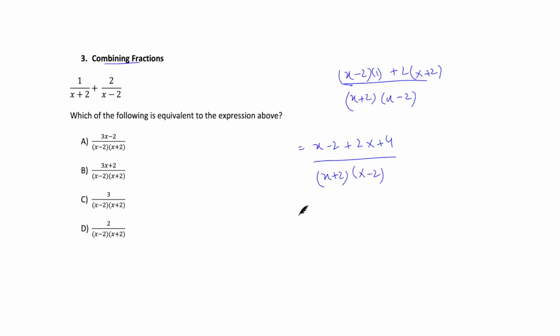So we are left with x minus 2 plus x plus 2x is basically 3x, and minus 2 plus 4 is plus 2, over x plus 2 and x minus 2. This is our answer. Let's have a look at the option choices. 3x plus 2, where are you? This is 3x plus 2 over x minus 2 into x plus 2. B is our answer.